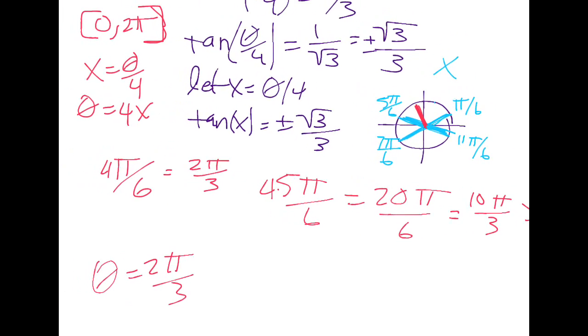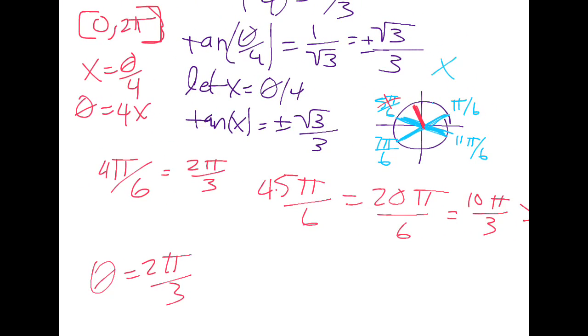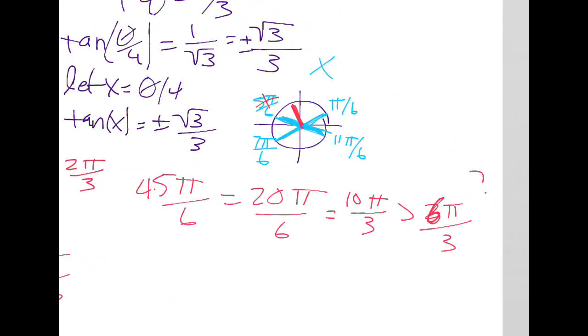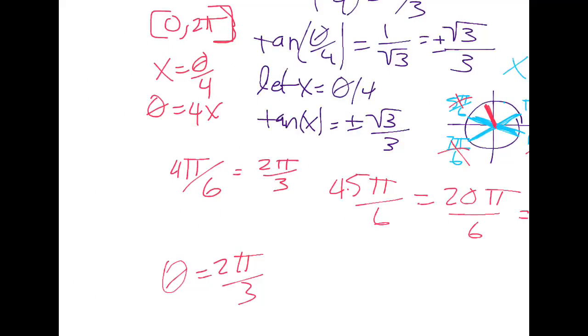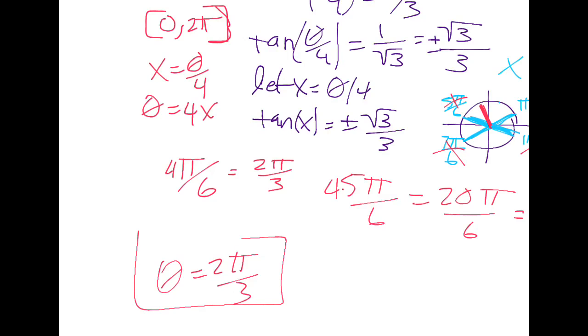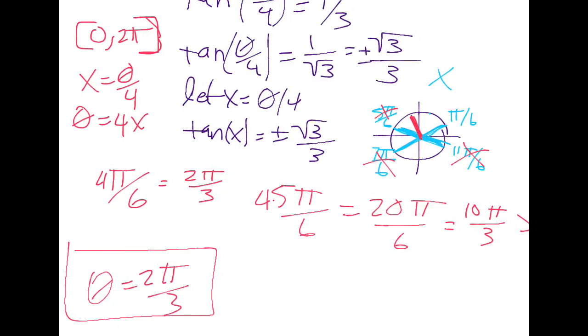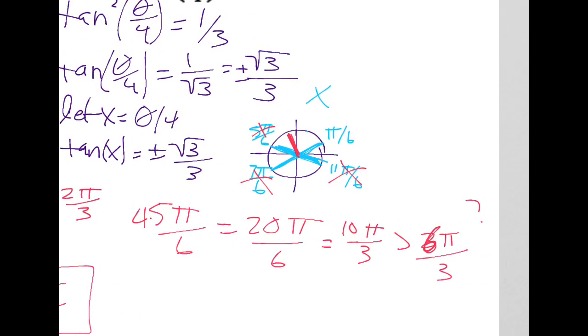So that means that that can't be a solution because we'll be more than one full revolution, which means that 7 pi over 6 can't either, and nor can 11 pi over 6. So we actually only have one solution, 2 pi over 3, and that's because we've restricted our solutions to the domain of 0 to 2 pi. Kind of tricky, but hopefully you can follow the arguments here.